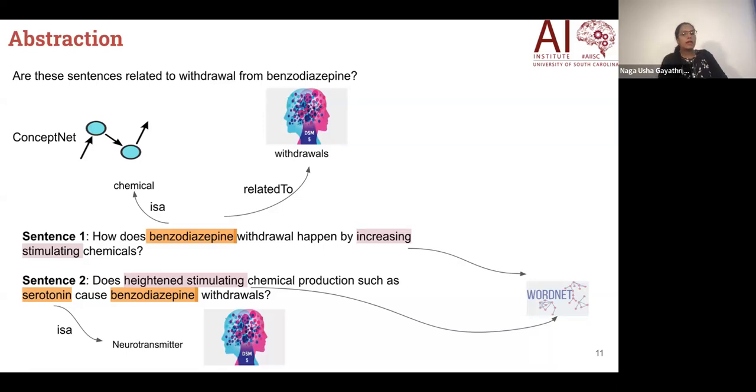For example, this sentence: how does benzodiazepine withdrawal happen by increasing stimulating chemicals? We need to understand that benzodiazepine here is related to withdrawals, and thus heightened stimulating chemical production such as serotonin causes benzodiazepine withdrawal. Serotonin is a neurotransmitter here, and the heightened stimulating that we refer to has some difference from WordNet. So basically, the task of mapping low-level features to high-level concepts is what we call abstraction.